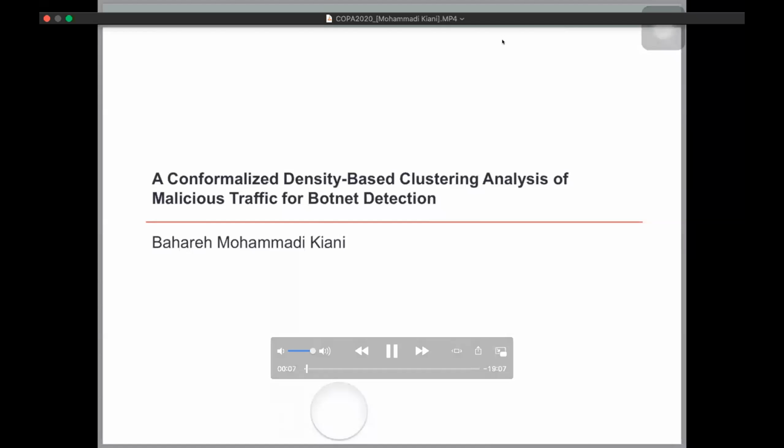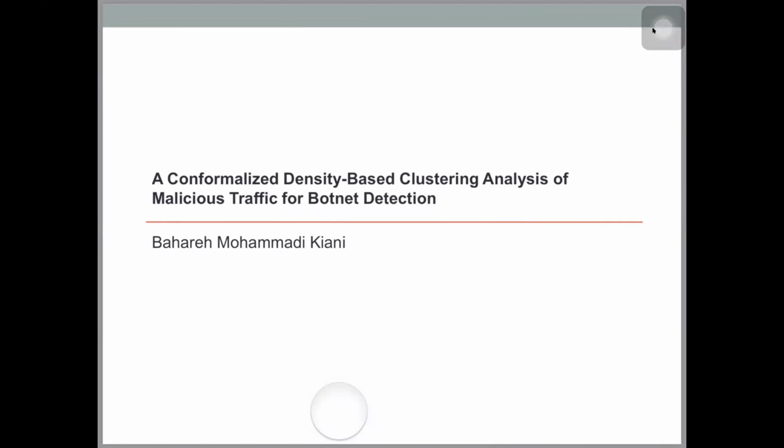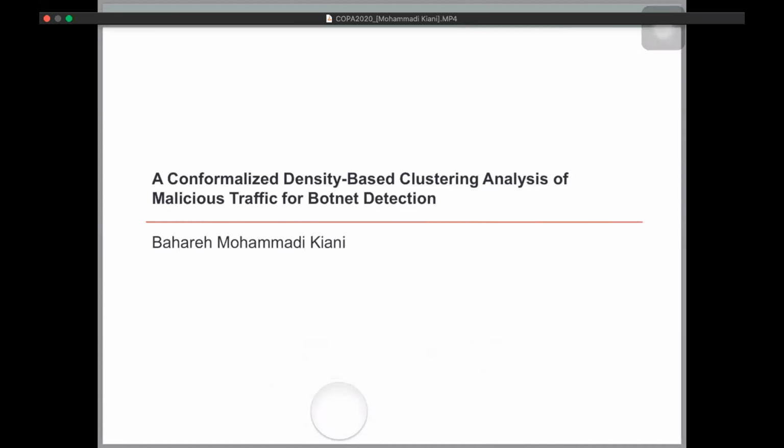I will talk today about my work in which I present a clustering technique within the conformal prediction framework and describe the application to bot-generated network traffic in order to build botnet behavioral models with a view to improving the detection of compromised hosts.